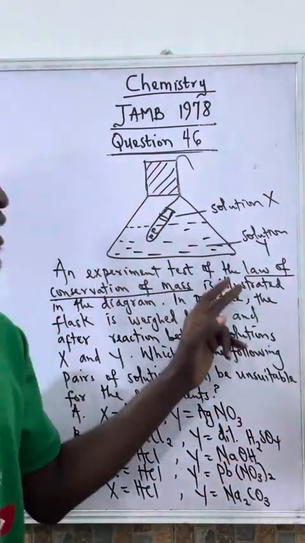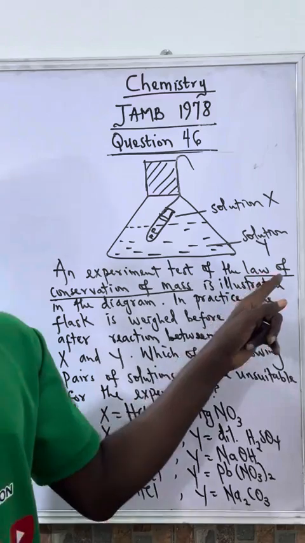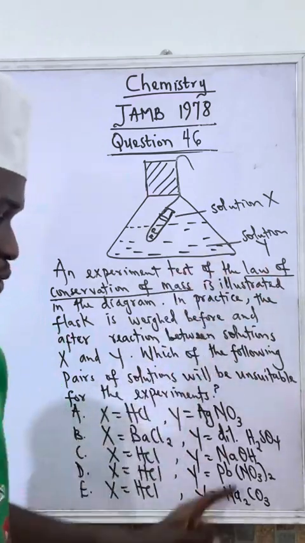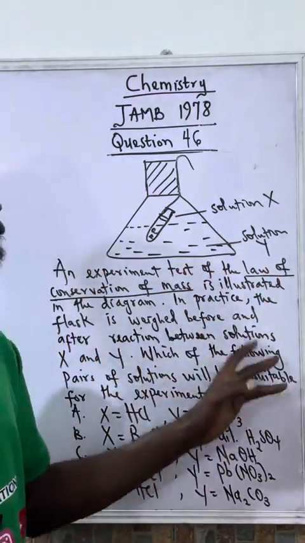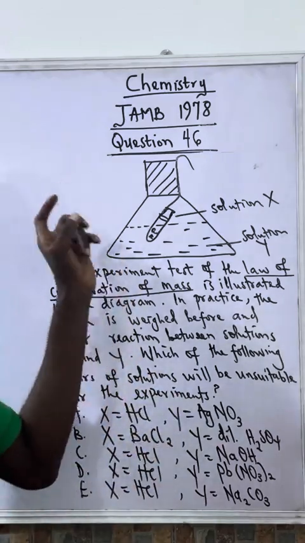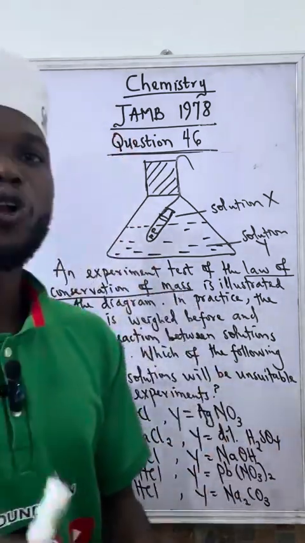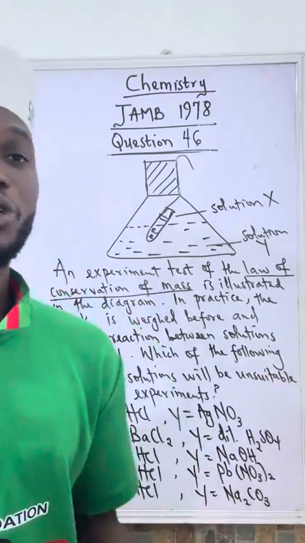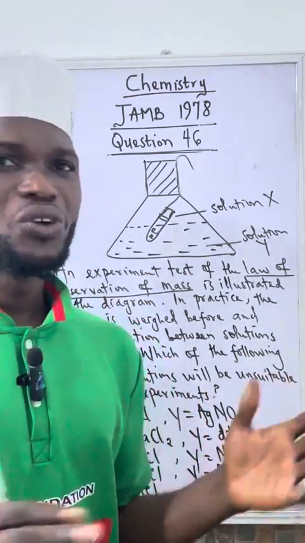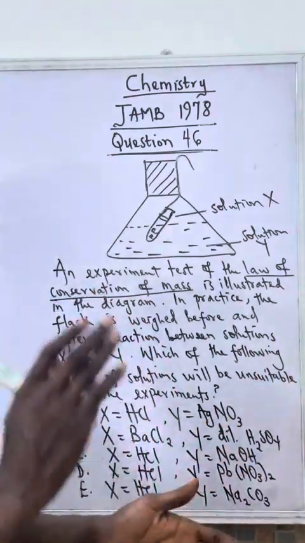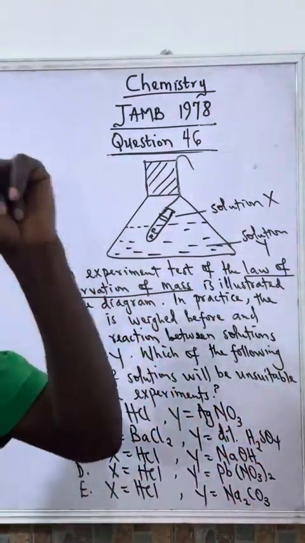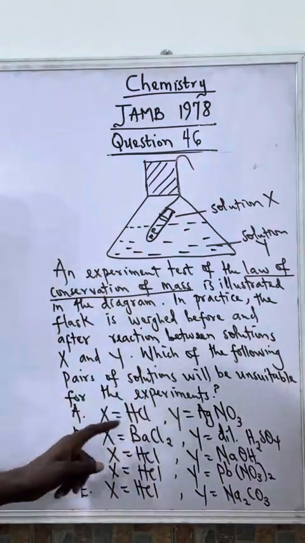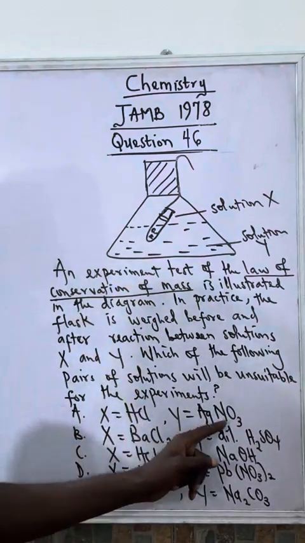So, looking at that, these are the facts that we should have in mind before selecting our option. We'll look at the option in which, when we perform the reaction, there will be no loss of mass in the form of anything, whether in the form of gas, solid, liquid, or heat. If there is nothing like that, then that will be the best answer to the question. Let's consider option A first, hydrochloric acid and AgNO3.